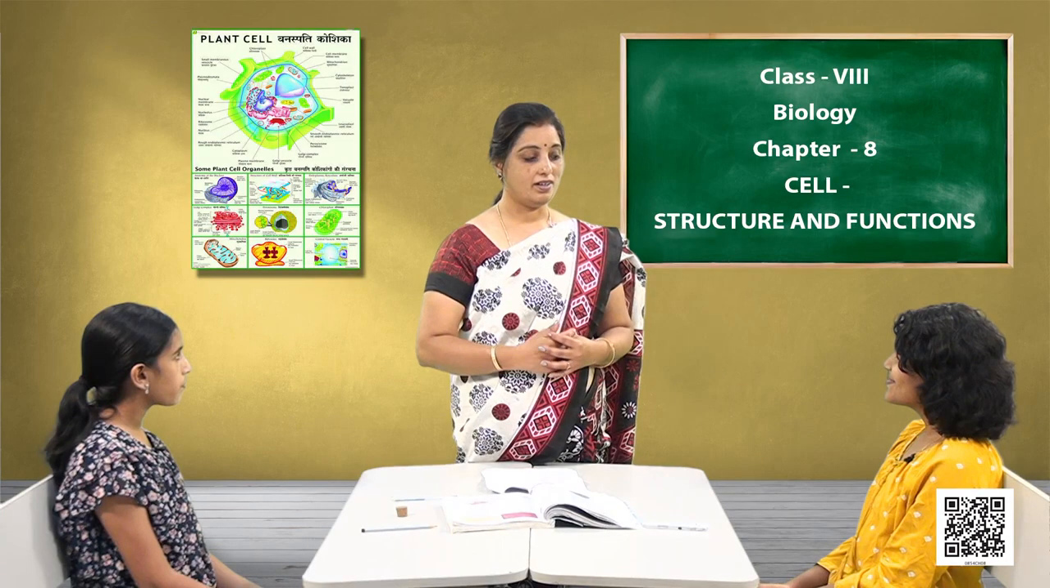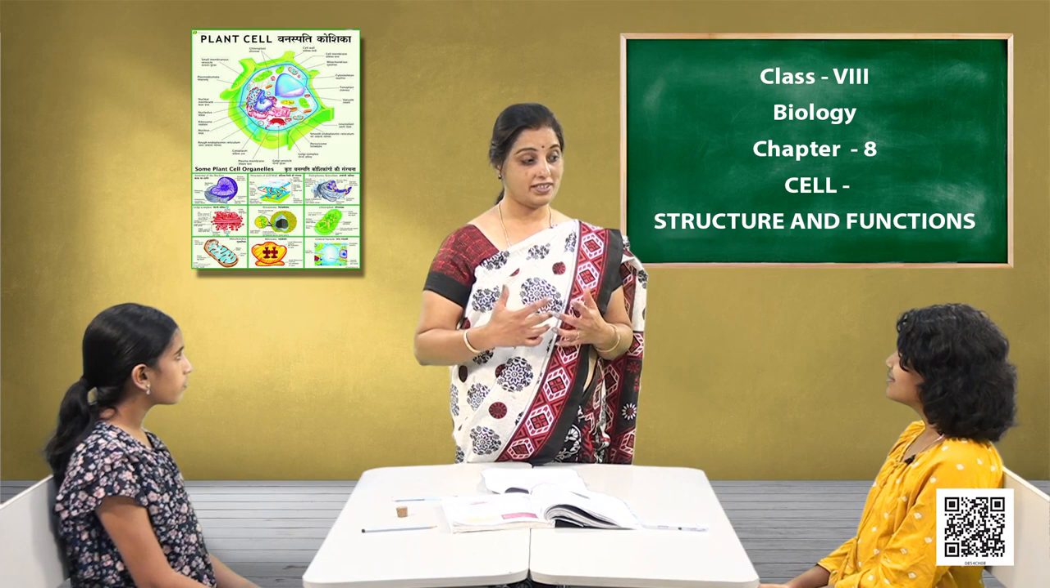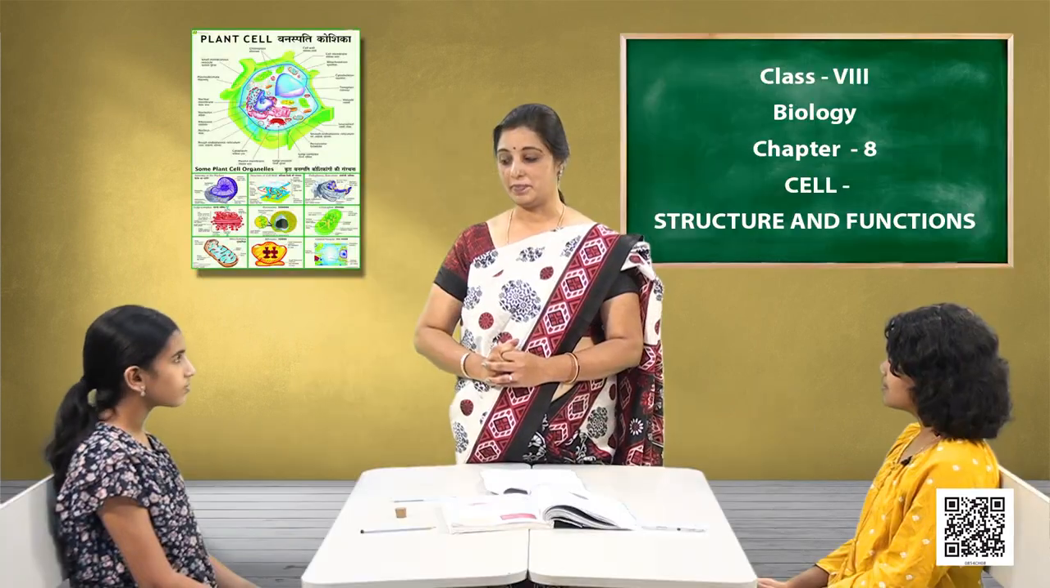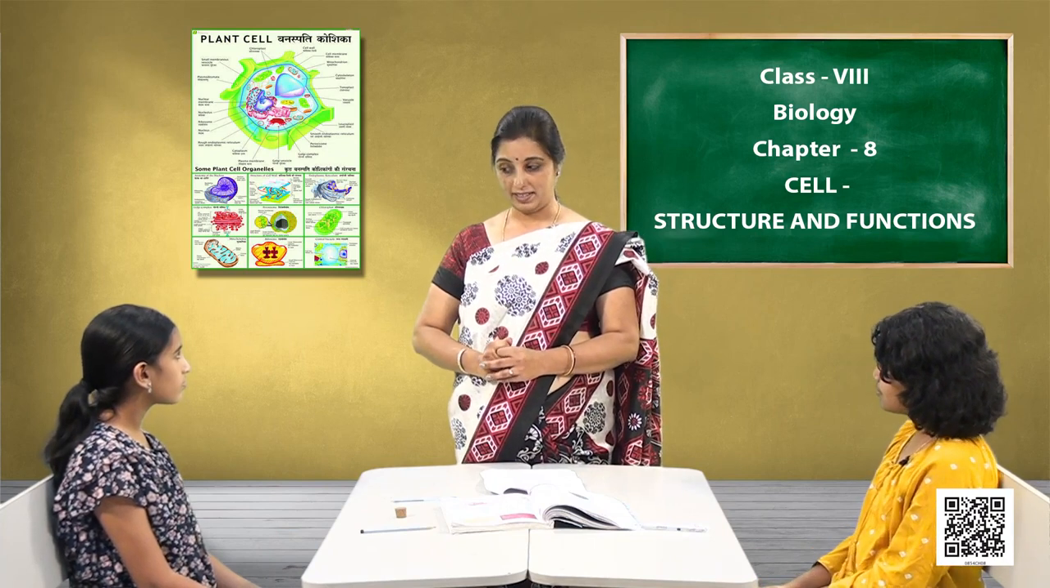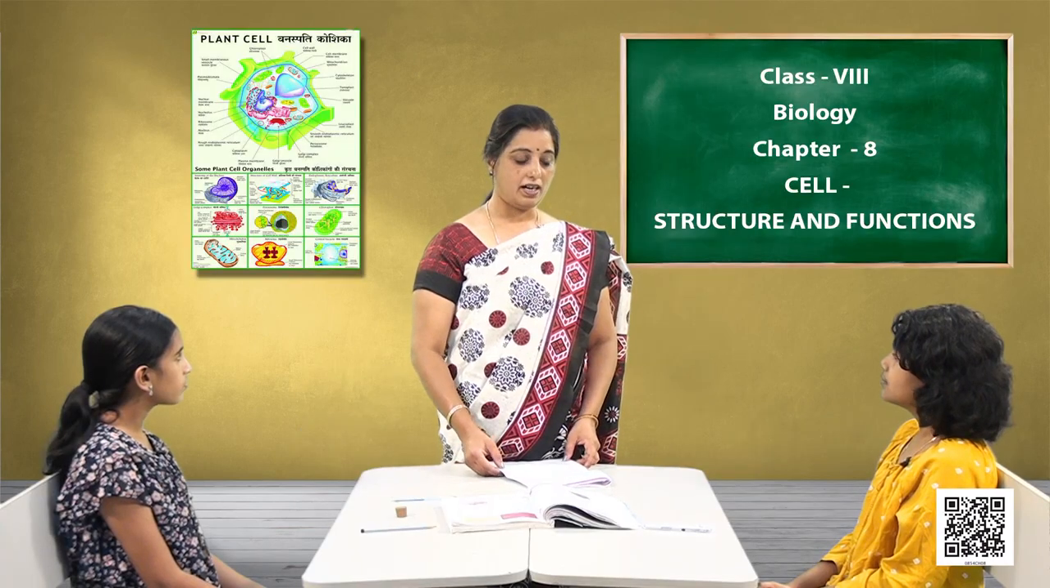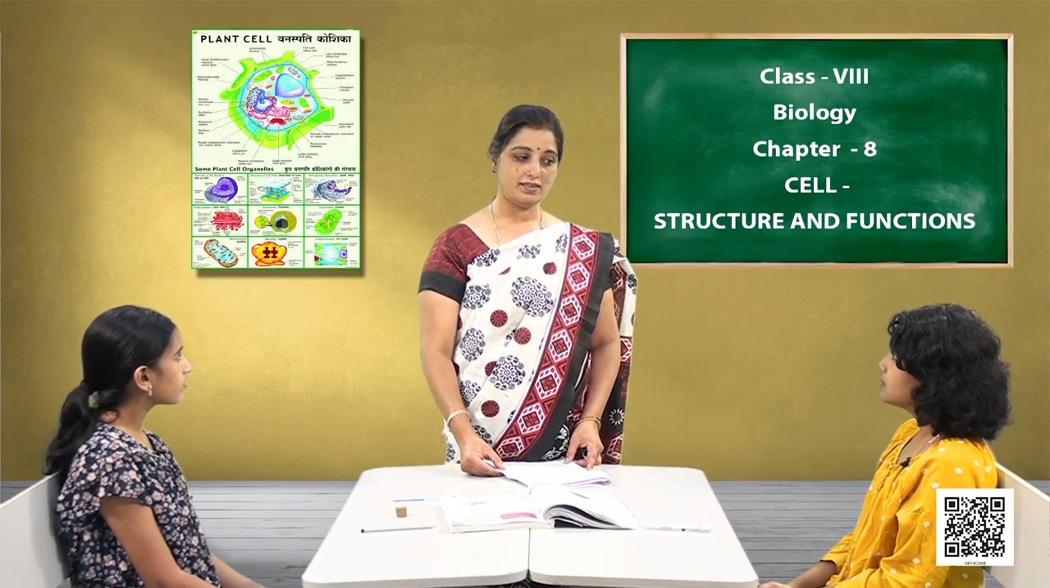Ma'am, how many cells are there in the human body? A human body can have 30 trillion cells. 30 trillion? Yes, 30 trillion. How much is 1 trillion, Spurti? Ma'am, 1 trillion is equal to 1000 billion. Yes, and how much is 1 billion? Ma'am, 1 billion is equal to 1000 million and 1 million is equal to 10 lakhs.